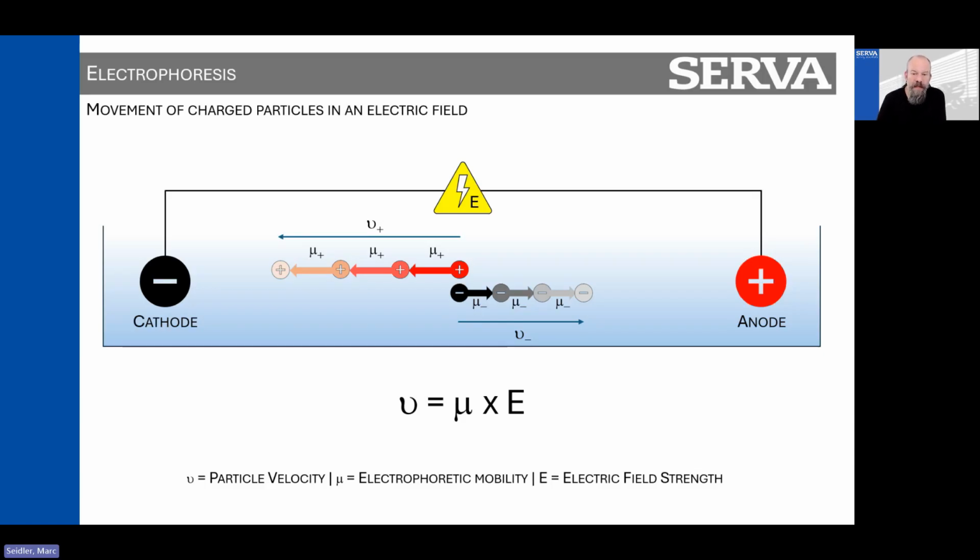And this particle velocity is, of course, influenced by the electric field strength. But not only that, it is also the product of the electric field strength with the electrophoretic mobility of a particle. What does that mean?